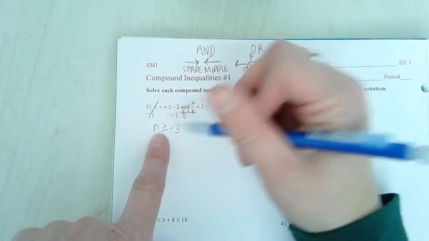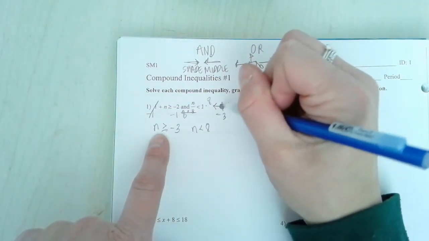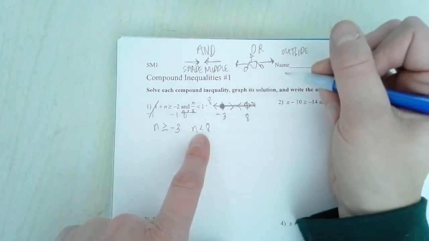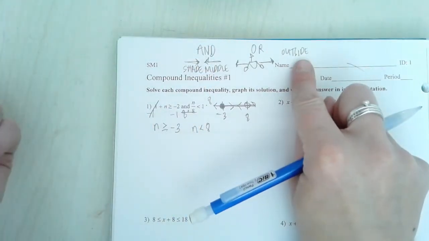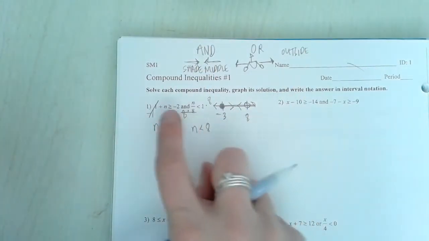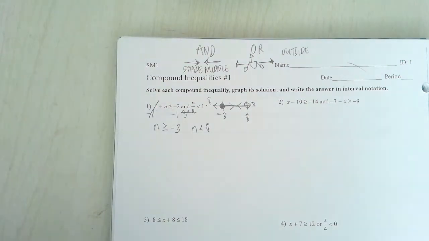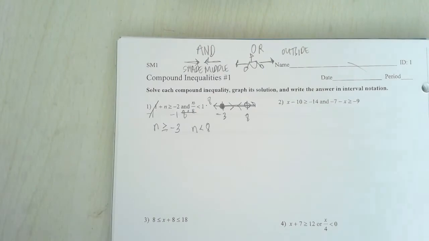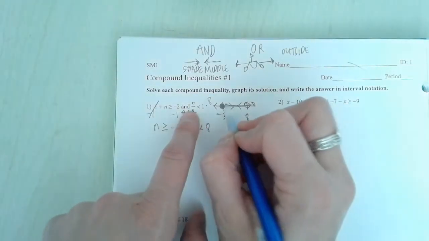Okay, my negative 3 has a line underneath it, so it's going to be a closed dot, whereas my 8 doesn't have a line, so it's an open dot. Okay, now I need to shade. We either shade on the inside or we shade the outside. But I know that this is an and because it says and. There's another one that's an and too, and I'll show you in a second. So because it says and, that means I'm going to shade in the middle.